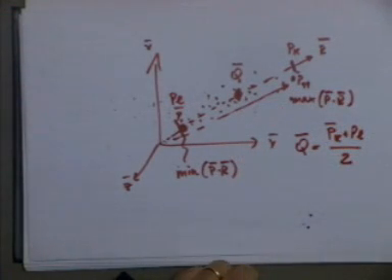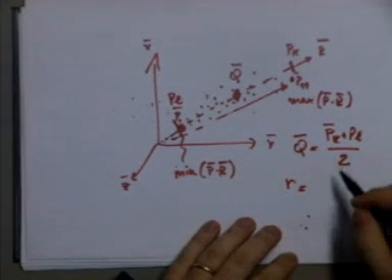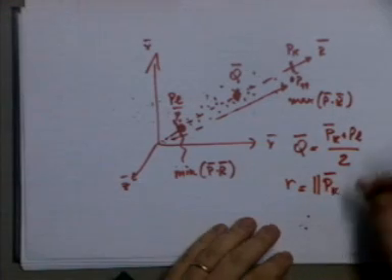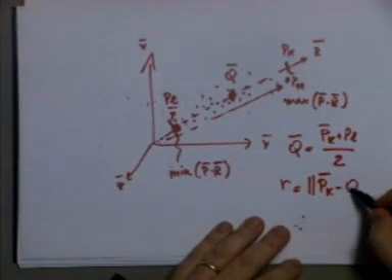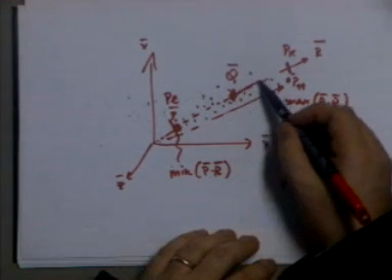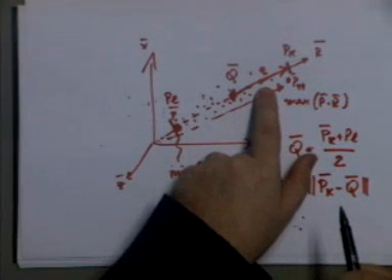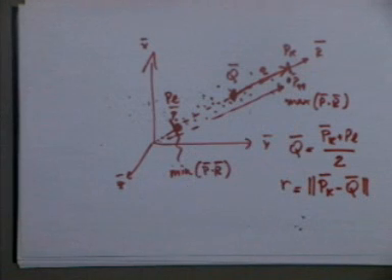Then I just need the radius. The radius will be the norm of, you choose Pk or Pl, let's say for example Pk minus Q, so this quantity over here, right? So I have the center, I have the radius, I build the sphere. This will be my bounding sphere.